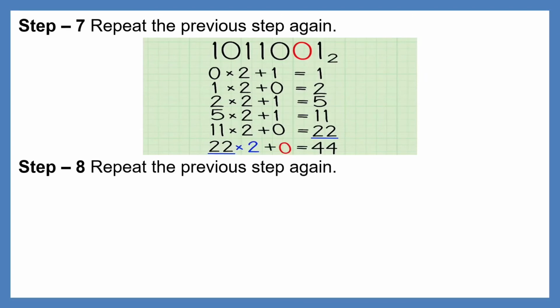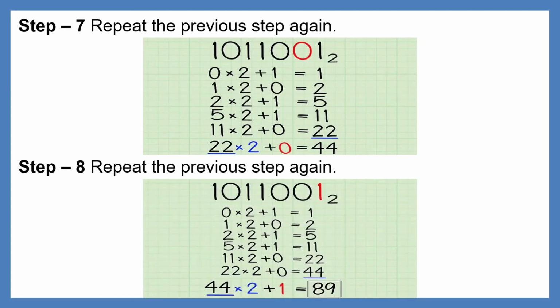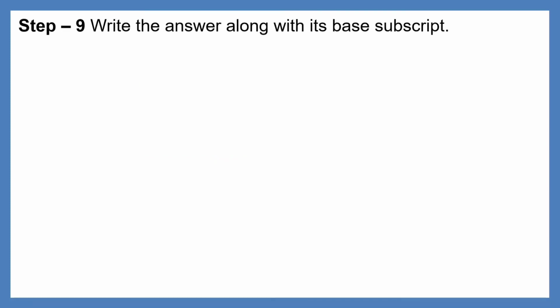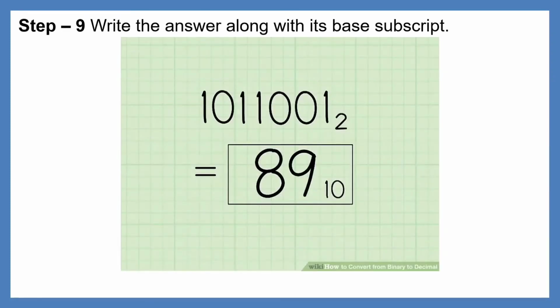And then the last bit. We have the previous total of 44, double the 44. 44 times 2 is 88, and then plus 1, we will have 89. So the final answer will be 89 base 10. So 10110001 base 2 is equal to 89 base 10.